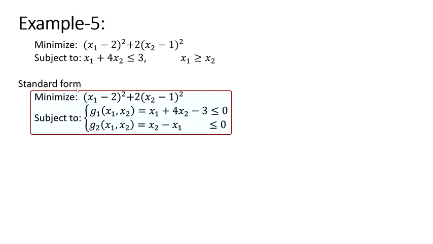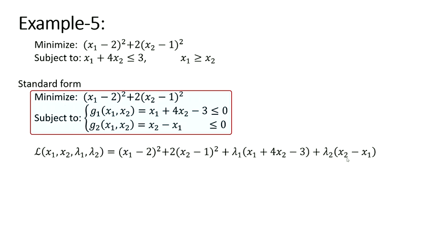So this is the standard form, and this is the Lagrangian. Okay, so we have two inequality constraints, and we have two Lagrange multipliers or dual variables, lambda 1 and lambda 2. Okay, this is the case where the complementary slackness condition comes in handy. In the previous example with the bread, we didn't even consider complementary slackness, right? But here we must consider complementary slackness.